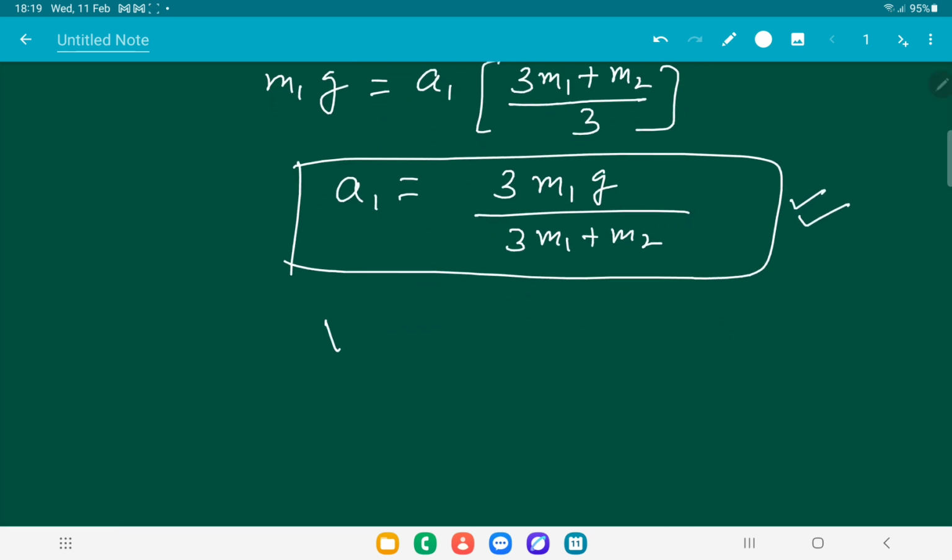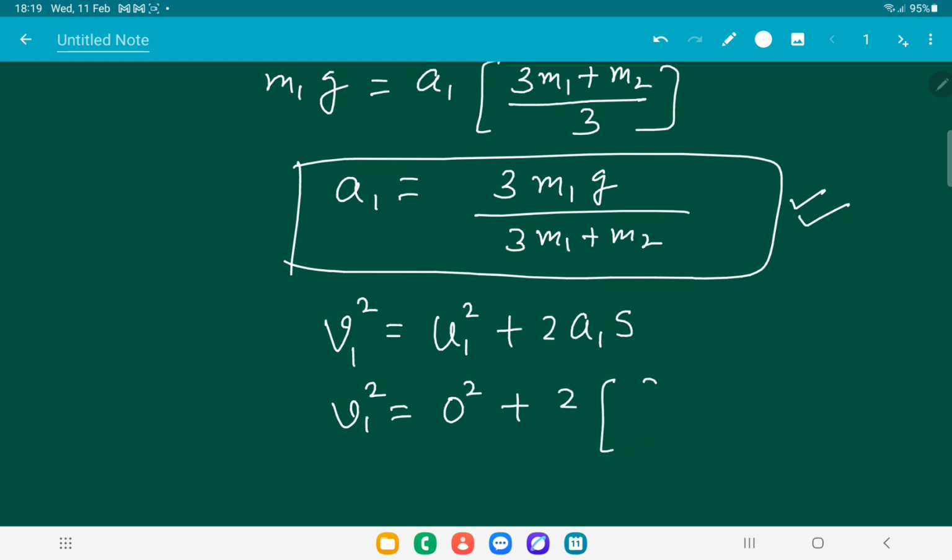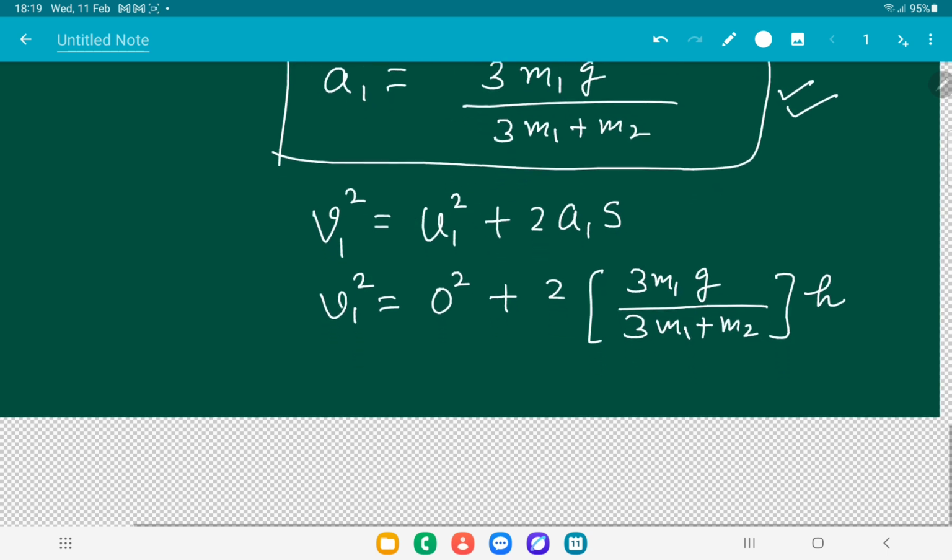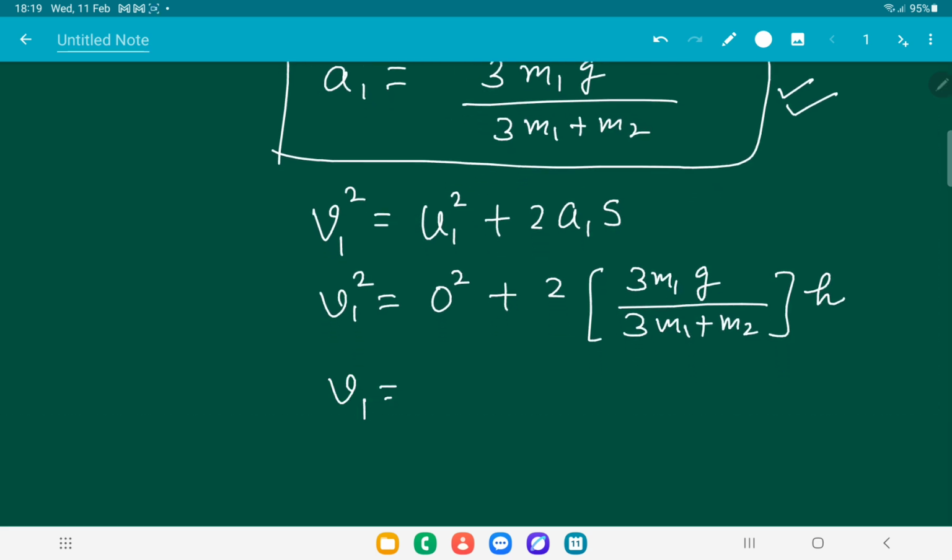Now if we wish to find the velocity, v1 square is equal to u1 square plus 2a1s. So v1 square is equal to 0 square plus 2 into 3m1g over 3m1 plus m2 into h. So our velocity will be under root of 6m1gh over 3m1 plus m2.